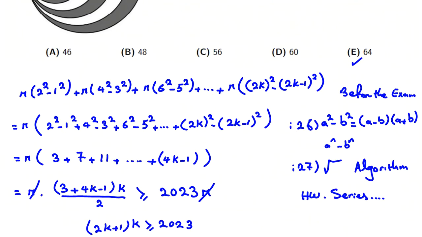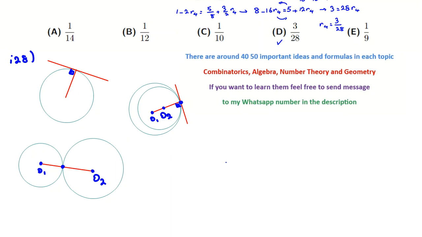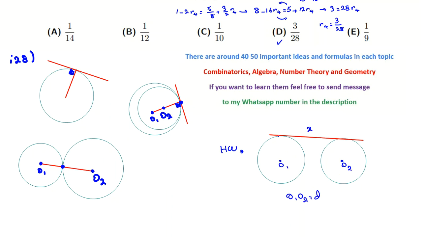Let me also tell you one homework. The homework is this: you can consider this common tangent. Suppose O1O2 is D. Try to find x, the length of this common tangent, in terms of R1, R2, and D. R1 is the radius of this circle, R2 is the radius of this one. This is helpful for these kinds of problems. You should consider the common tangent. You should draw perpendiculars from the centers and something like this.